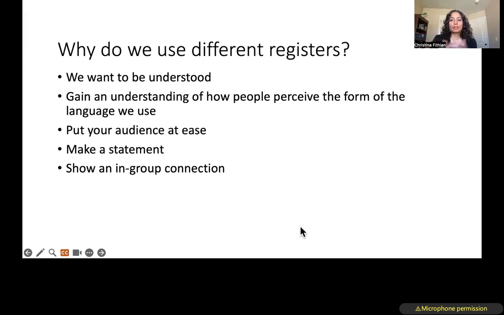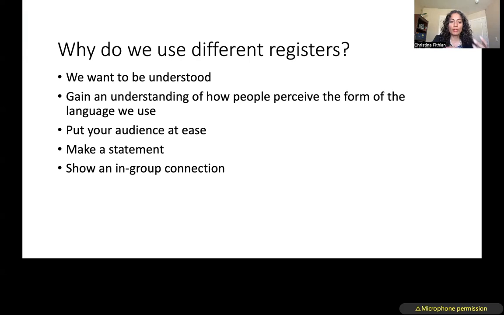So why do we use different registers? Why do we do this? Well, in many cases, we want to be understood. If we're in a context or an environment where everybody's using one register, let's say the informal register, and you're using the formal register, nobody's going to understand you. So in this case, if we want to be understood, we might switch registers.